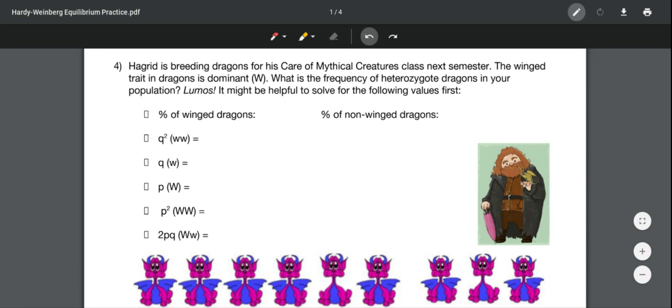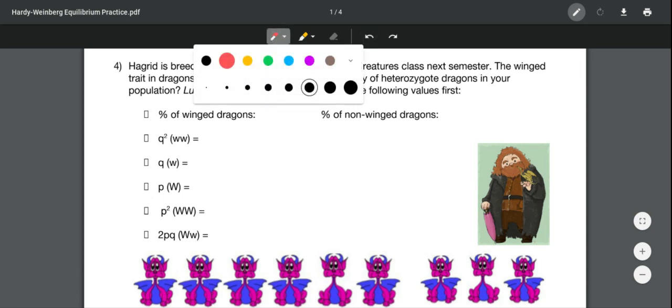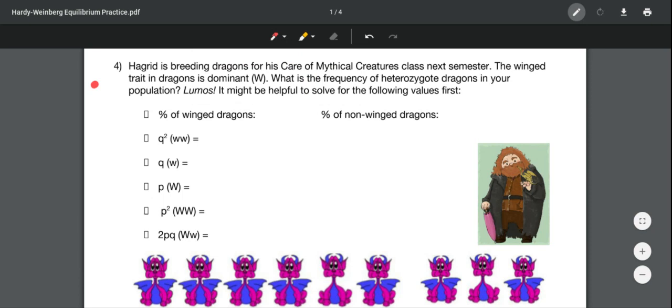All right, so first one I'm going to do is number 4 here, because it does a lot of different things. We're going to talk about it. Hagrid here is breeding dragons for his Care of Magical or Mythical Creatures class next semester. The winged trait in dragons is dominant. What is the frequency of heterozygote dragons in the population? So first thing you have to do, there's 21 dragons below. You have to figure out what percentage of them are dominant and which ones are recessive.